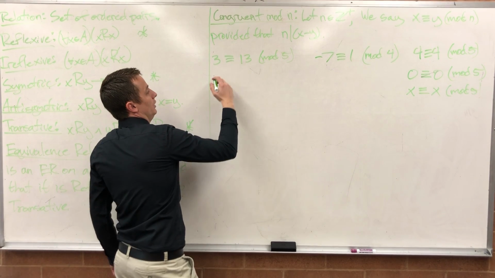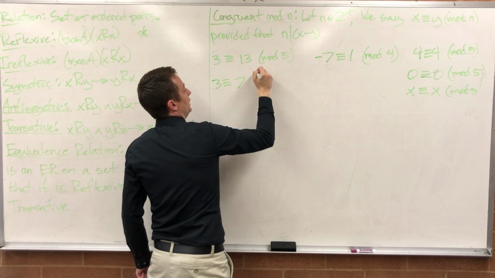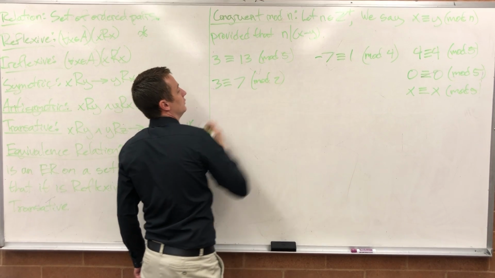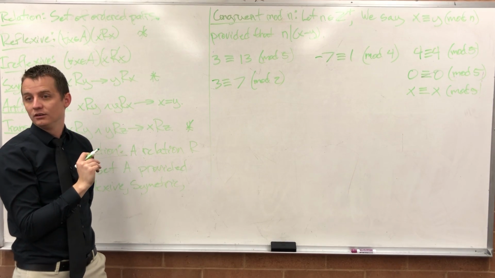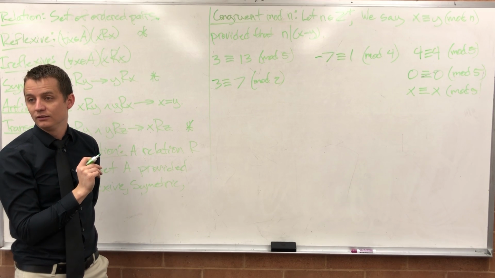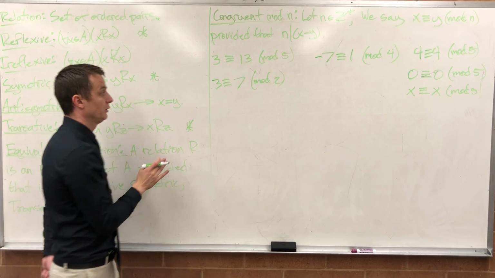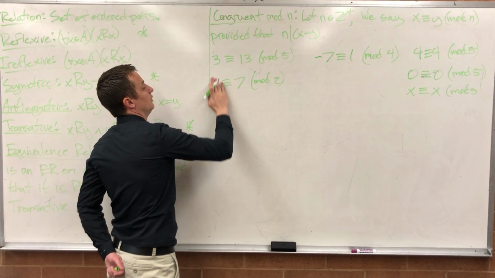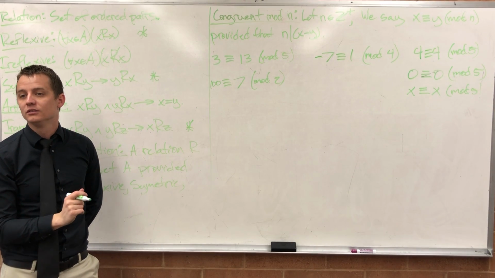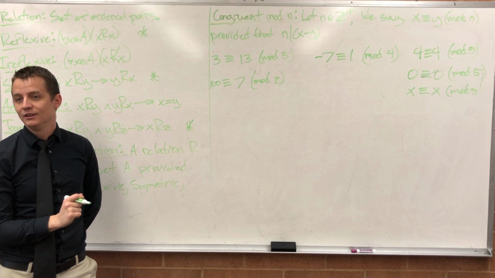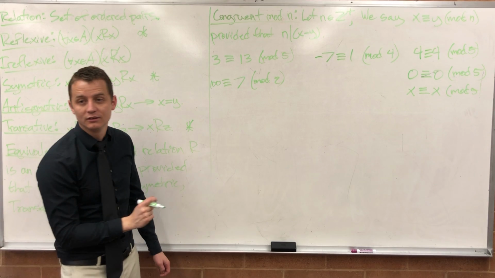Let's try some mod 2 ones. Is 3 congruent to 7 mod 2? Yes. We sticking with it? Yes. What about 100? Is 100 congruent to 7 mod 2? No. How is he doing that so fast? Because it's an even number and 7 is not an even.